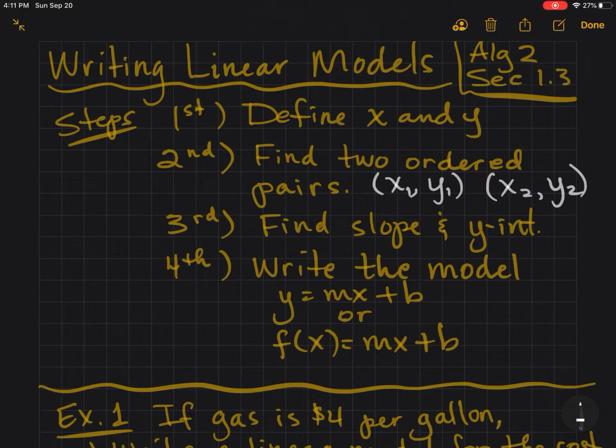Third, find the slope and y-intercept. And fourth, write the linear model. And today we're going to be using slope-intercept form. Also, you might see it written with f of x instead of y.